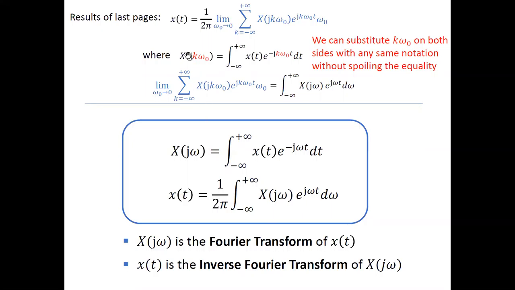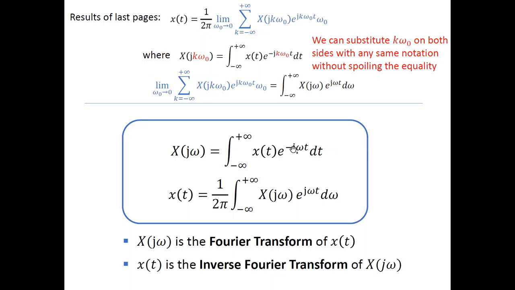And also notice that we define the capital X just as a notation, right? When it is k omega zero, it means we're taking this integral with k omega zero in the exponent. We can substitute k omega zero on both sides with anything, as long as we are substituting the left-hand side and right-hand side at the same time. So we substitute k omega zero with a continuous omega. That gives us the first equation. So x of j omega is this integral, with k omega zero replaced by omega.